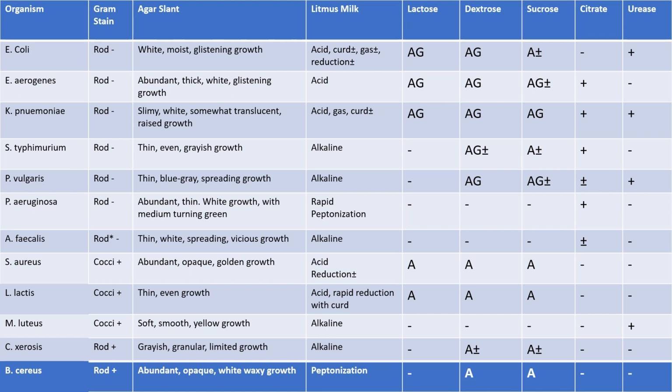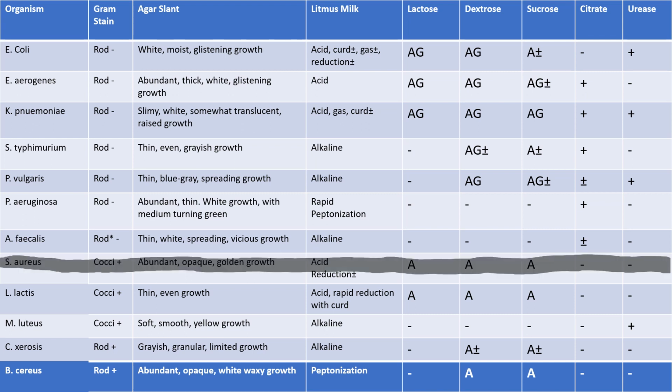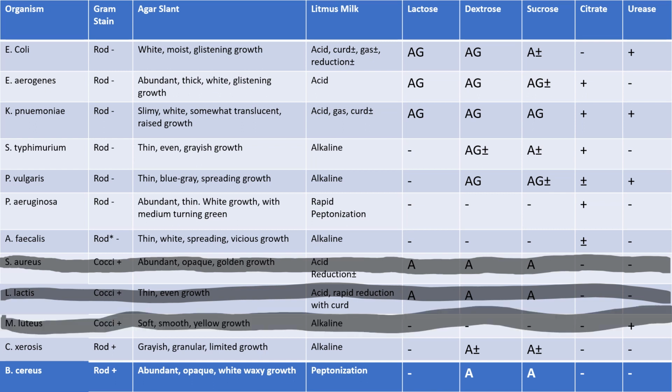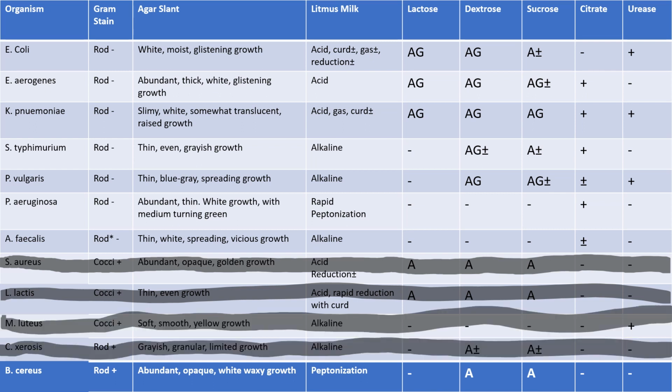This canceled out the possibilities of the specimen being a cocci and my specimen being gram-positive. This test crossed out the possibility of my specimen being Staphylococcus aureus, Lactococcus lactis, Micrococcus luteus, Corynebacterium, and Bacillus cereus.